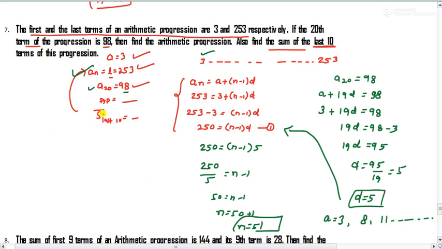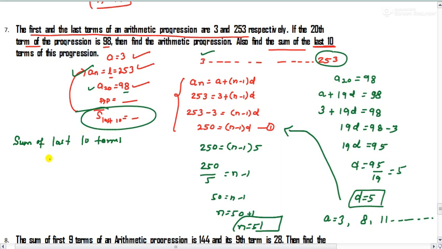Now look here. Coming to this last question, what is the value of S from the last? Sum of last 10 terms. Listen to this carefully. Last 10 terms. If I start from this side, if I take this as first term, 253, what will be the next term if it goes in this direction? d was 5, correct? So if you are going from left to right, d is positive, it's increasing. Are you getting me?